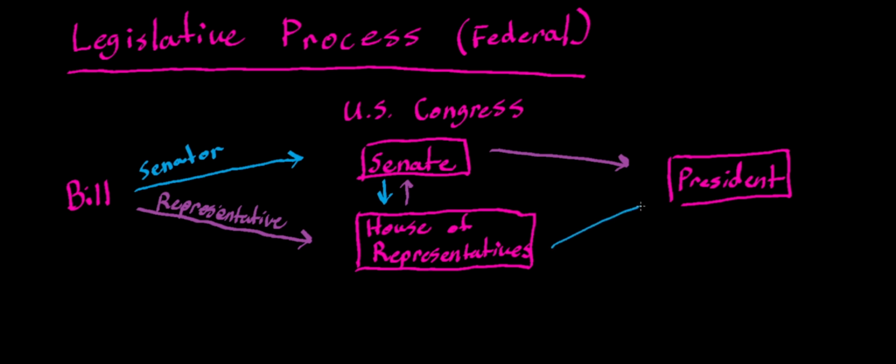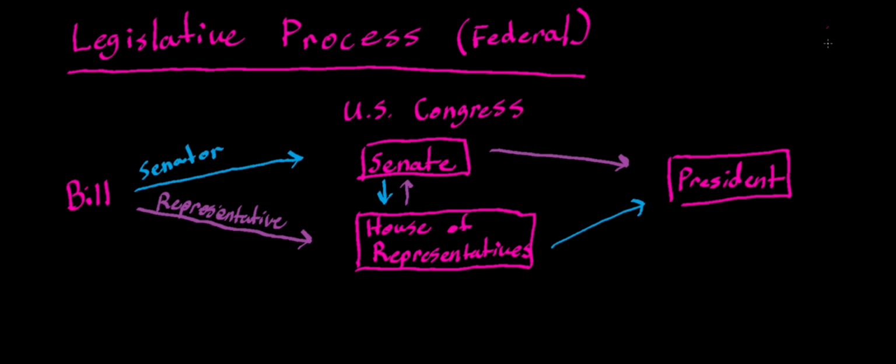Once a bill is passed through both houses of Congress, it will go to the president regardless of where its journey began. So a bill can be proposed by a senator, passed by the Senate, passed by the House of Representatives, and then go to the president, or the bill can be proposed by a representative, pass the House of Representatives, then pass the Senate, and then it will still go to the president.